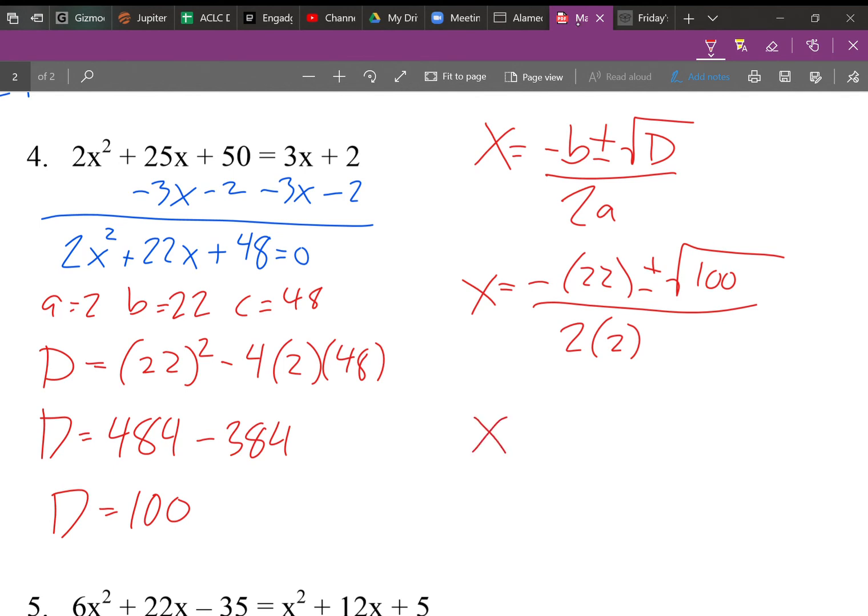Now we're going to simplify all of these separately. The negative and the 22 make negative 22, plus or minus the square root of 100 is 10, all over 4.